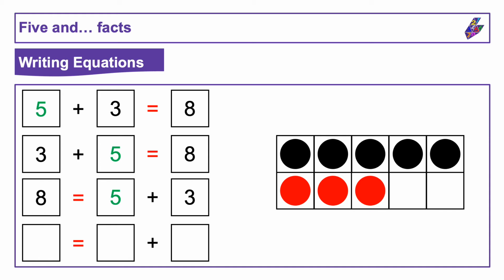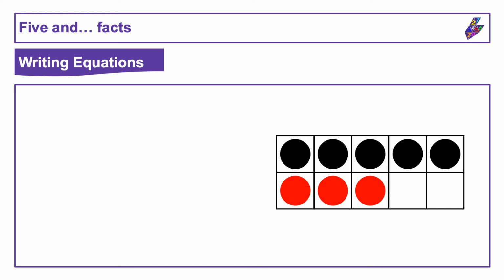With the equal sign in a different position, you might have thought of 8 equals 5 plus 3. So seeing that 8 is made up from, or composed from, 5 black dots on the top and 3 red dots on the bottom. Or you might have thought of 8 equals 3 plus 5. So seeing that 8 is made up from, or composed from, 3 red dots on the bottom and 5 black dots on the top.